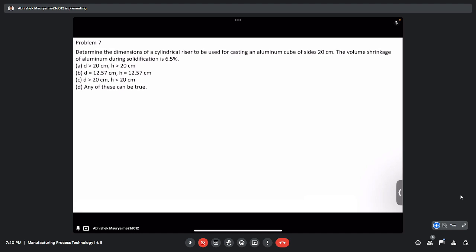The fundamental concept is the same as whatever we have discussed in the earlier problem. We want to reduce the solidification time for the riser, so that will be the key for this problem. If anyone of you has got how to approach this problem or how to solve it, any idea, you can discuss with me.